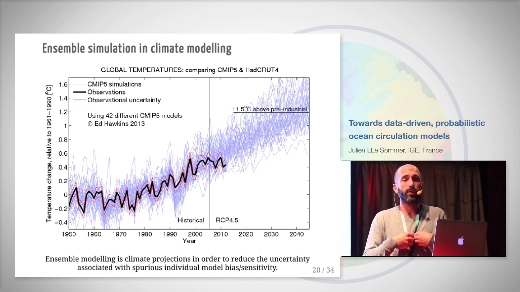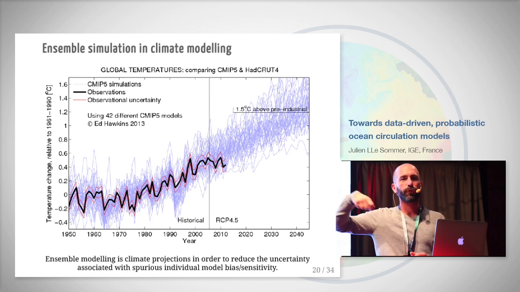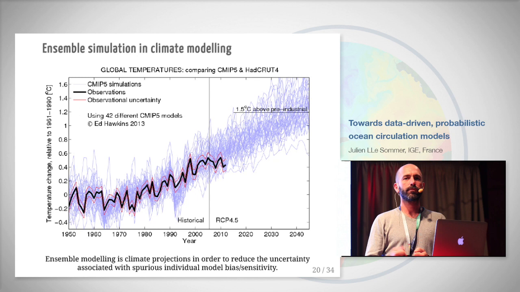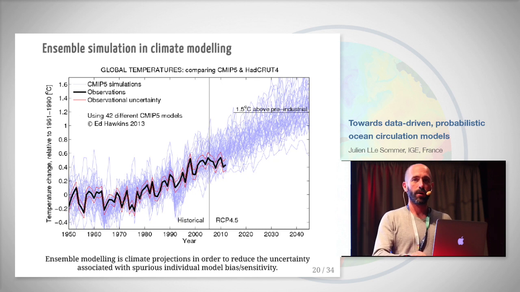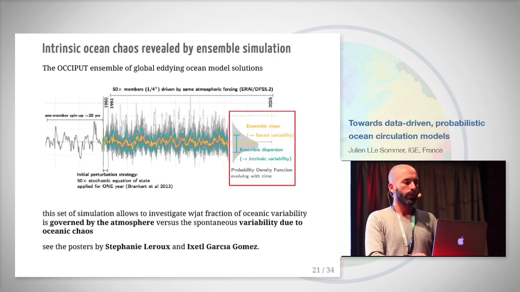I mean, me as an ocean modeler not doing data assimilation, I've written, I guess, tens of papers just analyzing one trajectory of an ocean model. It's only now, after a certain number of years, that I figure out that maybe I should have used more than one member.